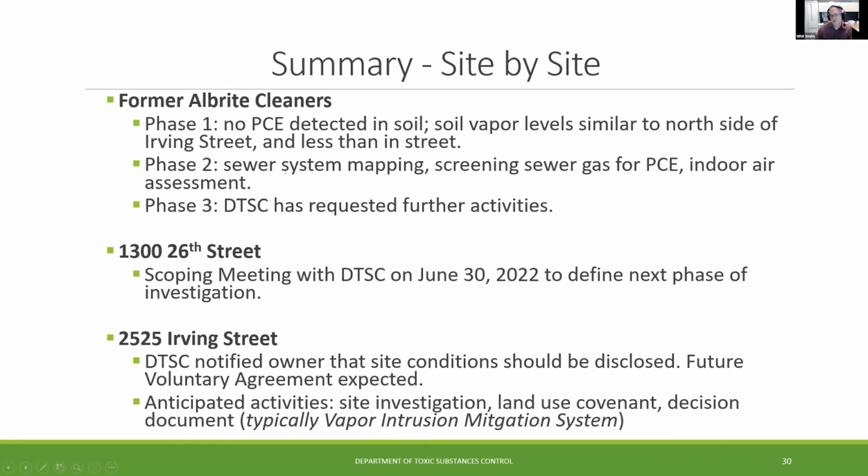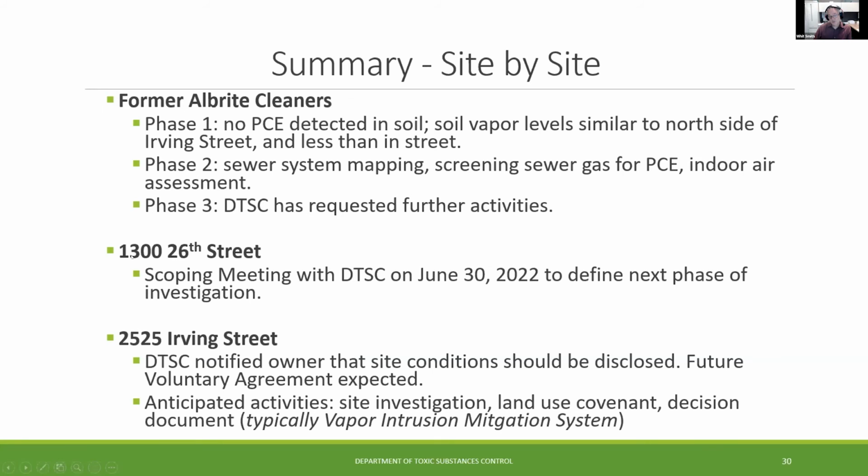Phase 2 is going to include some television work and mapping and condition of the sewer system, the private sewer lines from the building to the street, some sewer gas screening and sampling potentially, and then an indoor air assessment of the first mixed commercial residential building. And for phase 3, DTSC has requested some further activities, including stepping out toward residences to the south, out of the step 2 exterior soil vapor. That piece is still in negotiation with the responsible party.